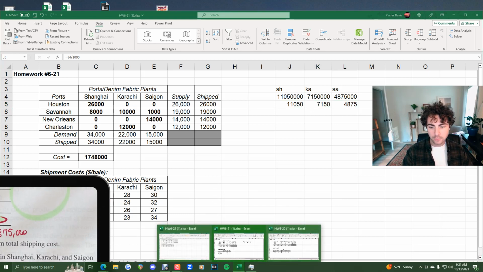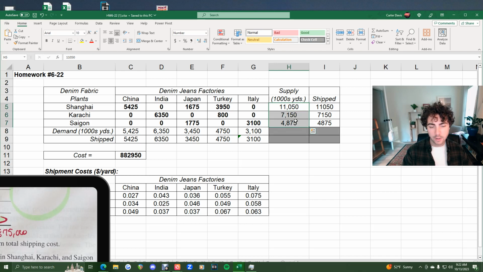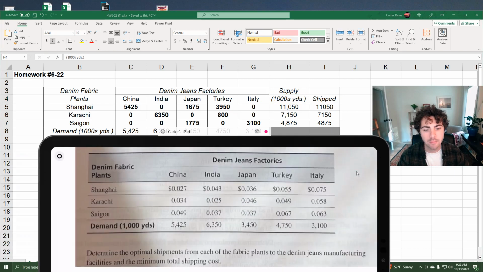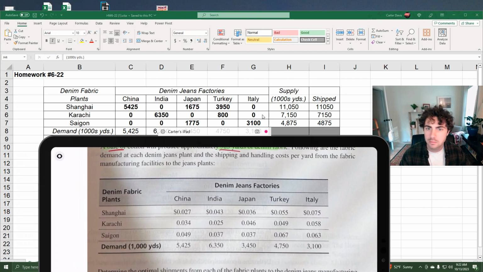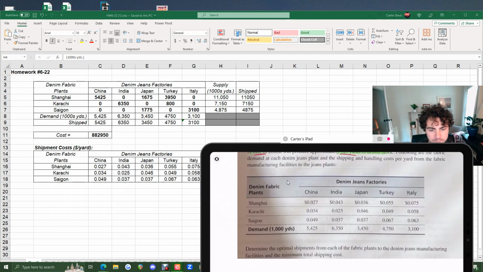In 22, check it out. From the plants, Shanghai, Karachi, Saigon, they are supplying this many yards of denim fabric, in units of 1,000 yards. So from there, once you make that conversion, I think it's pretty much the same problem. So just rearrange this, sorry. There we go.